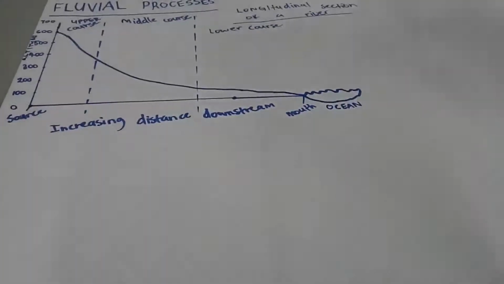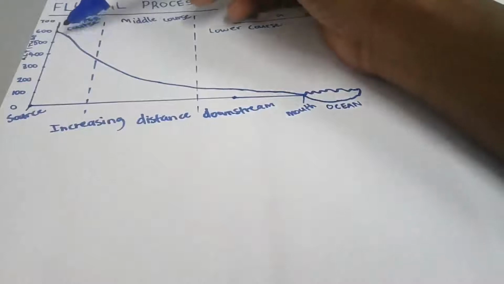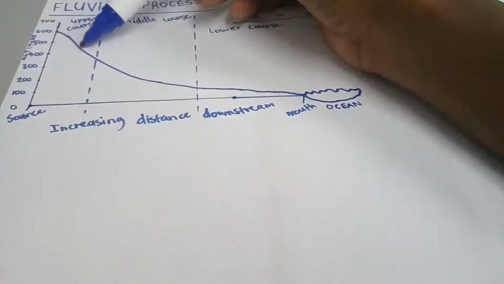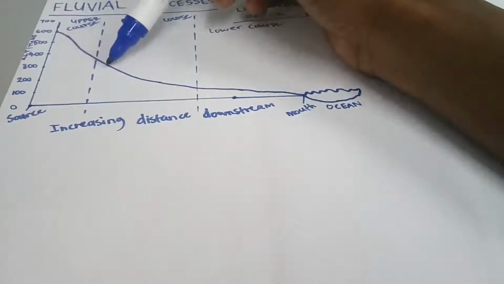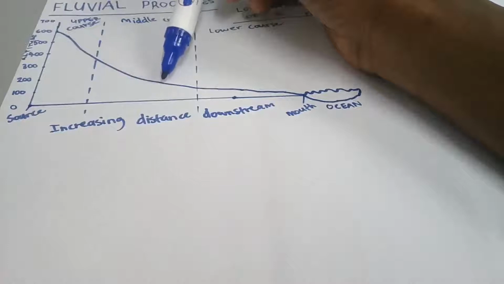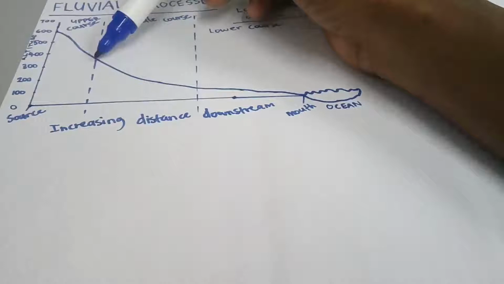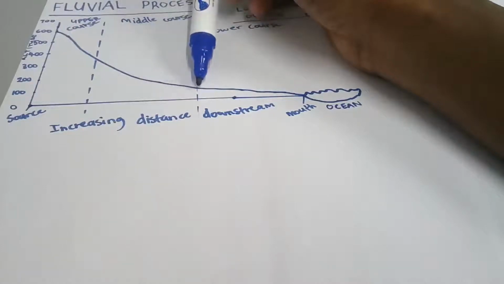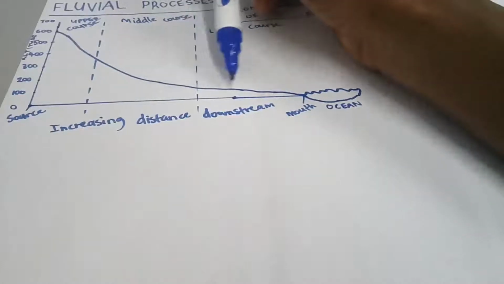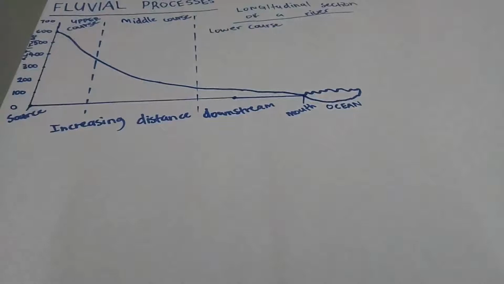You can also see a slope. In terms of the slope, it's steeper in the upper course. Then in the middle course it begins to become gentler, though steep at the very first part of the middle course, and it becomes gentler as we go down. Then on the lower course the slope is gentle, meaning it's flat.